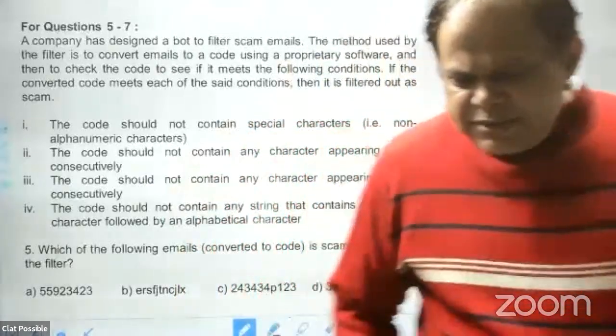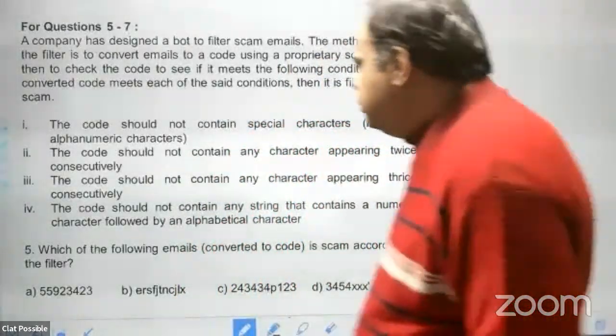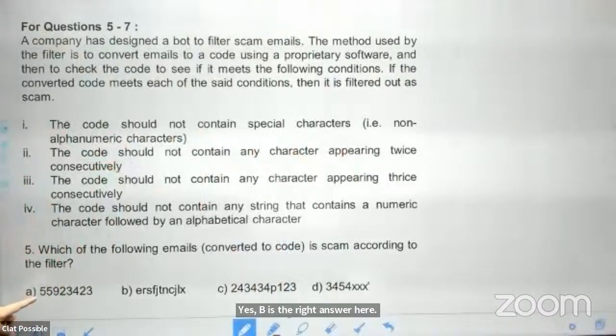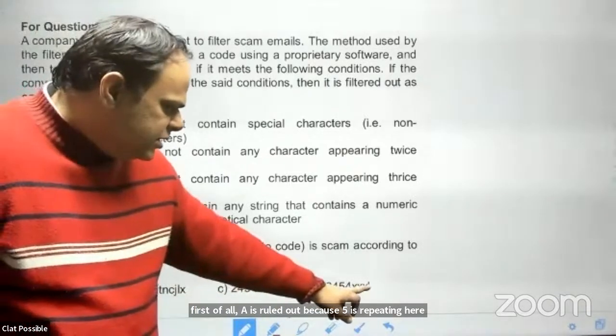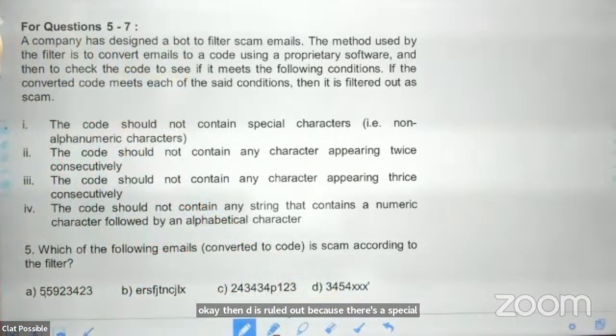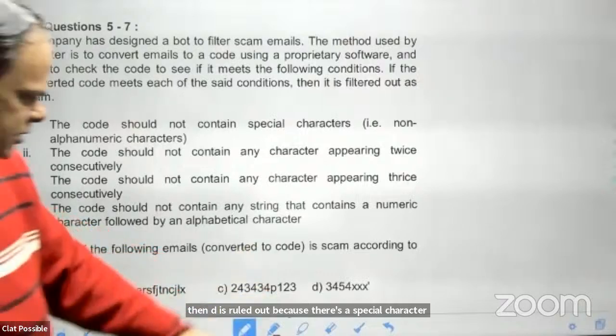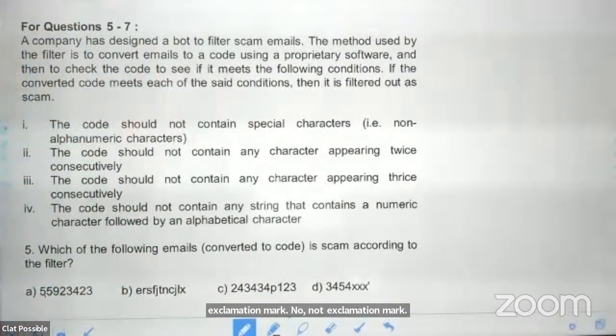Yes, B is the right answer here. First of all, A is ruled out because 5 is repeating here. Then D is ruled out because there's a special character, the apostrophe S. So that is why it is ruled out.